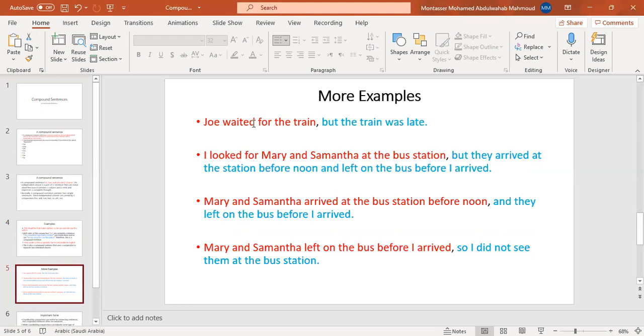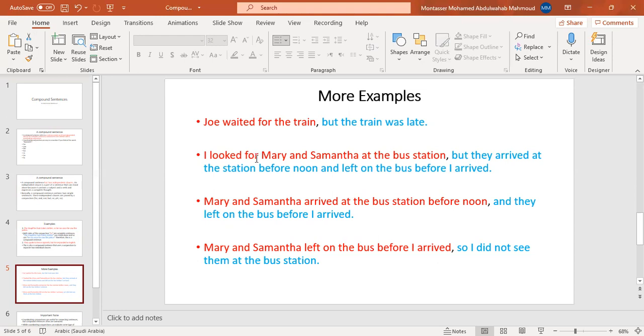The second example: I looked for Mary and Samantha at the bus station, but they arrived at the station before noon and left on the bus before I arrived. Where is the coordinating connector first? It's but. Very good. And where are the two complete sentences? The first one, I looked for Mary and Samantha at the bus station. The second one, they arrived at the station before noon and left on the bus before I arrived.